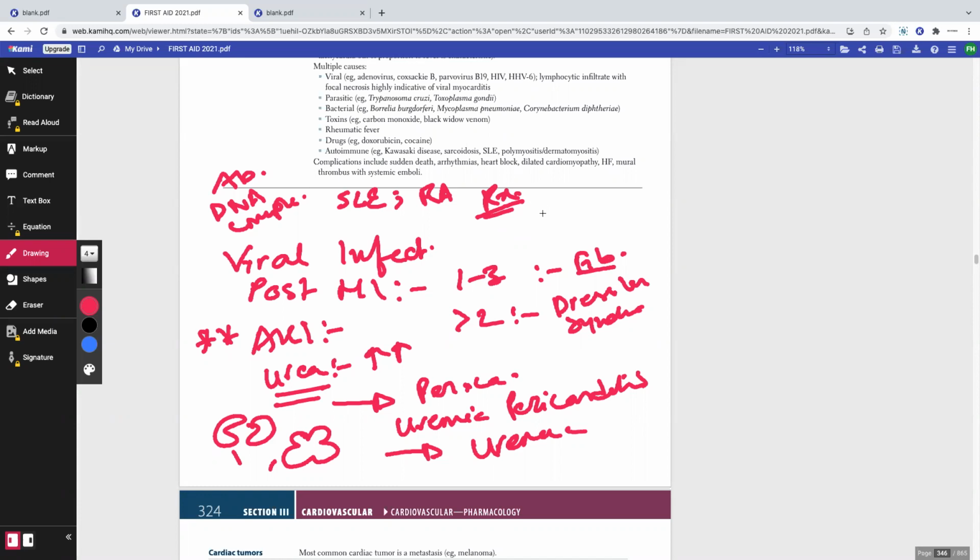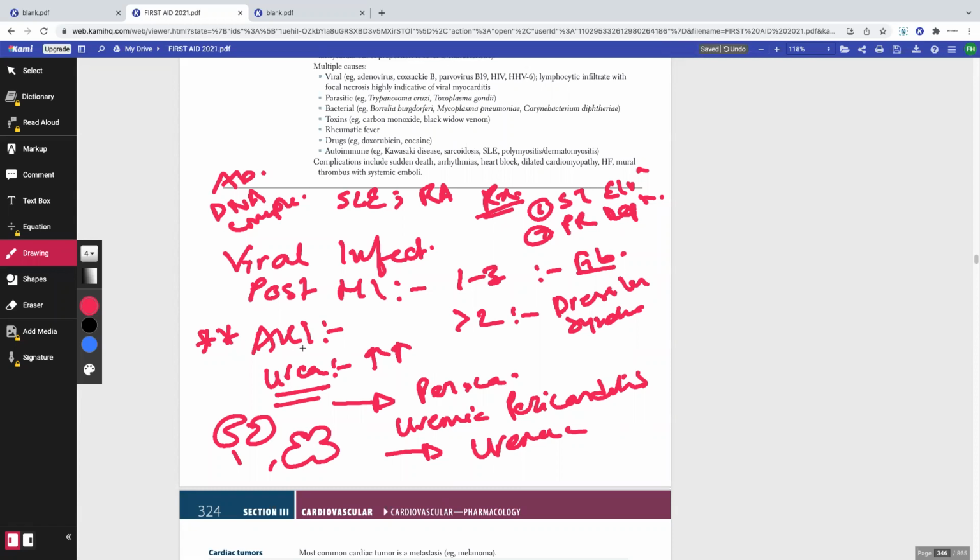On an EKG, we will find two things. Number one, since there's inflammation of all the layers, we will have ST elevation. And there's another thing, we will have PR depression. ST elevation and PR depression. What was the EKG finding for cardiac tamponade? Fast answers, please. What was the EKG finding for cardiac tamponade?